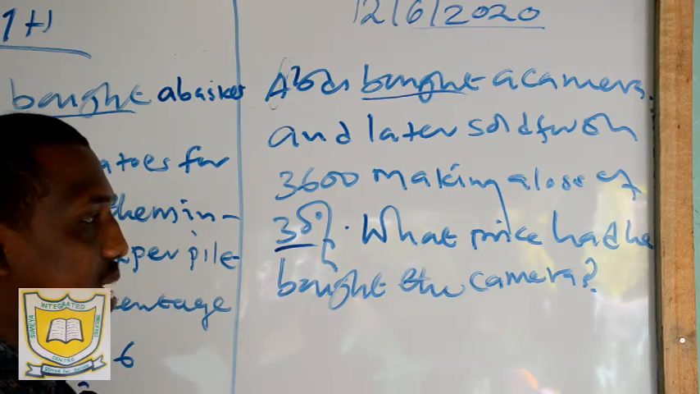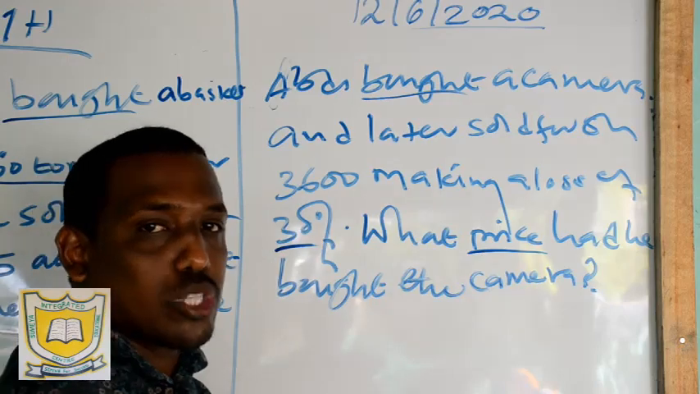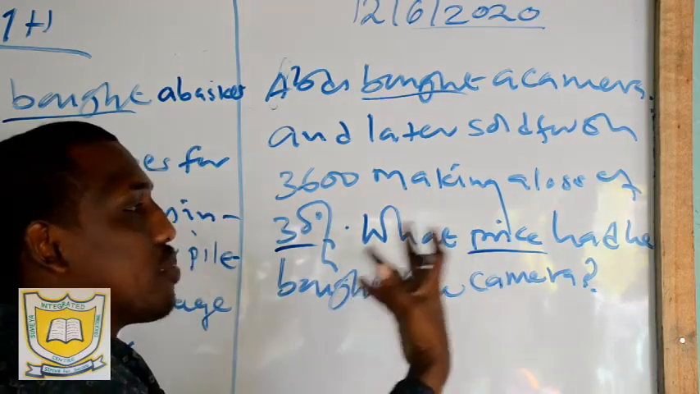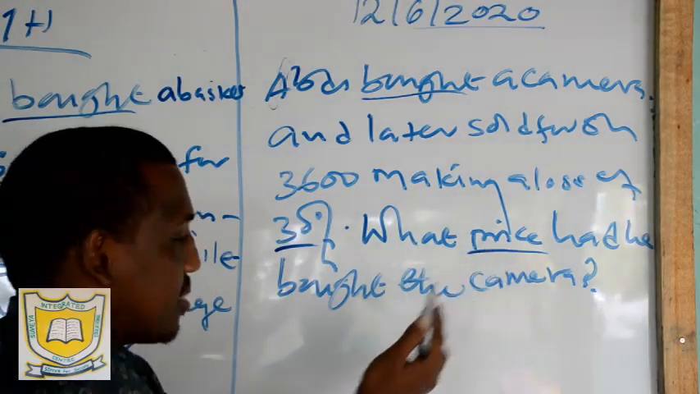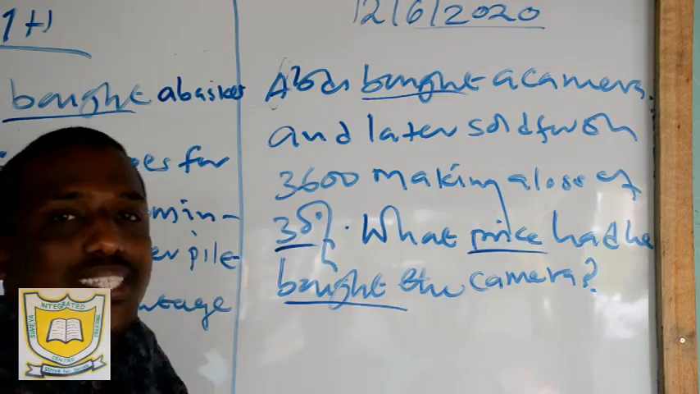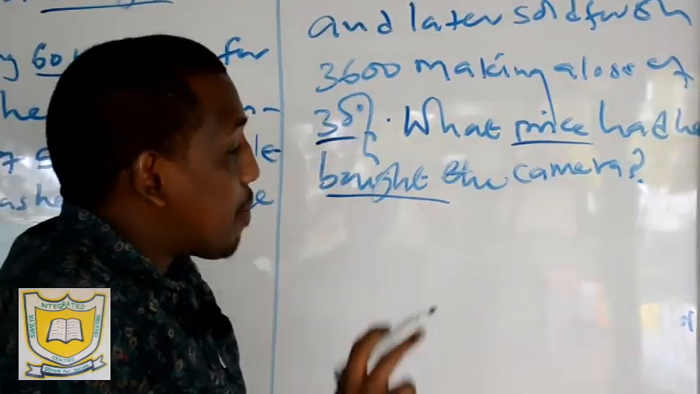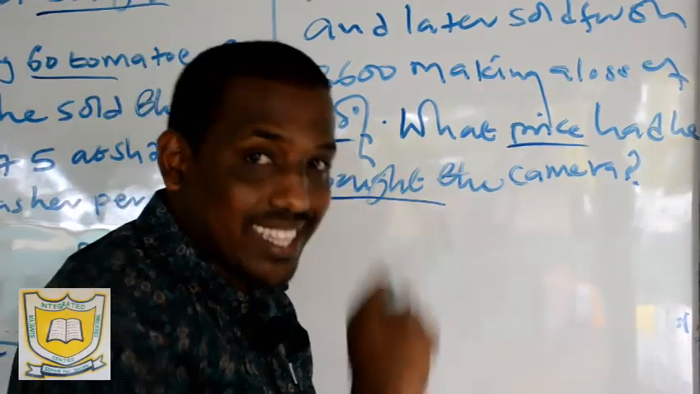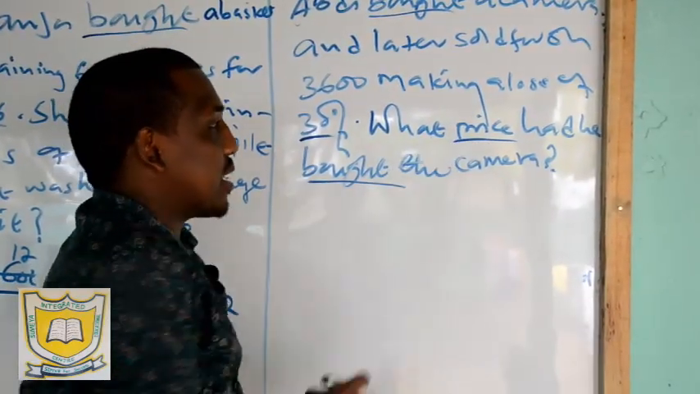I said the other day, what was the buying price? What was the cost price? So what price means the buying price. Then had he bought? Bought is the past tense of buy. And I said earlier, the buying price we said is always 100%.